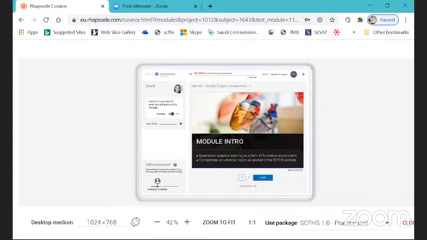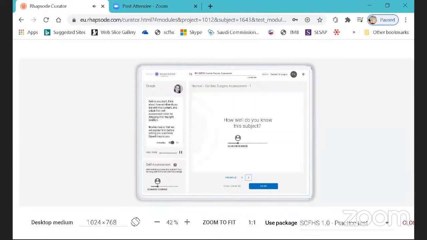Okay, so this is a module introduction. We're going to go through it and see. Before you start, think about how confident you are with this content, and adjust this self-assessment slider by dragging it to the right position. Novice means that we will explain first before asking you questions. Expert means you receive less help, but if you know the material, you will move through the course more quickly. This will help to set your optimal learning path, and you can readjust it anytime.